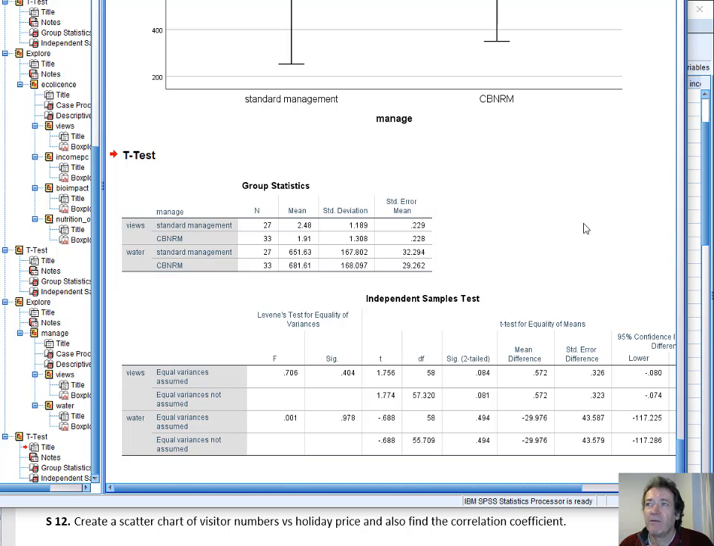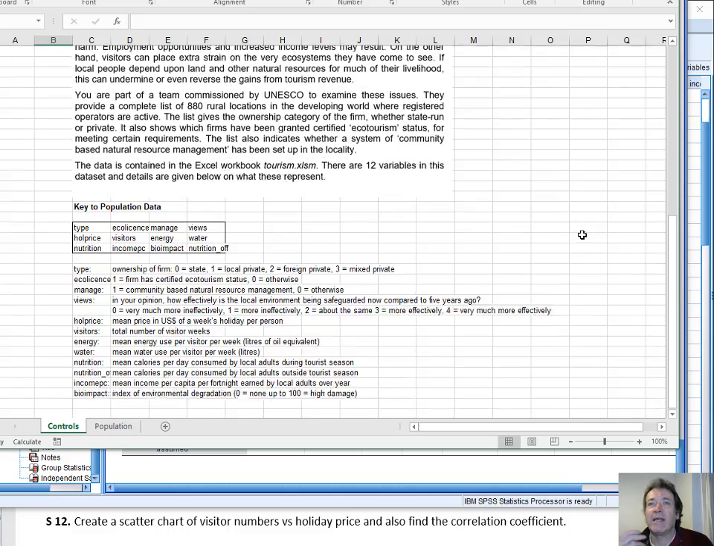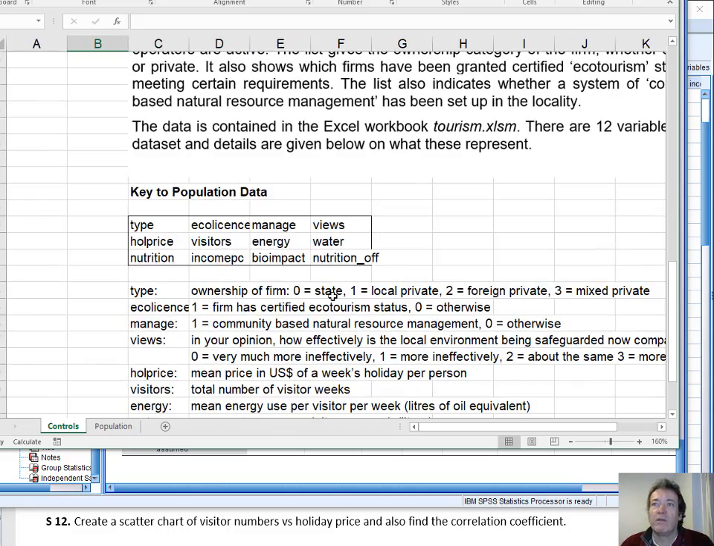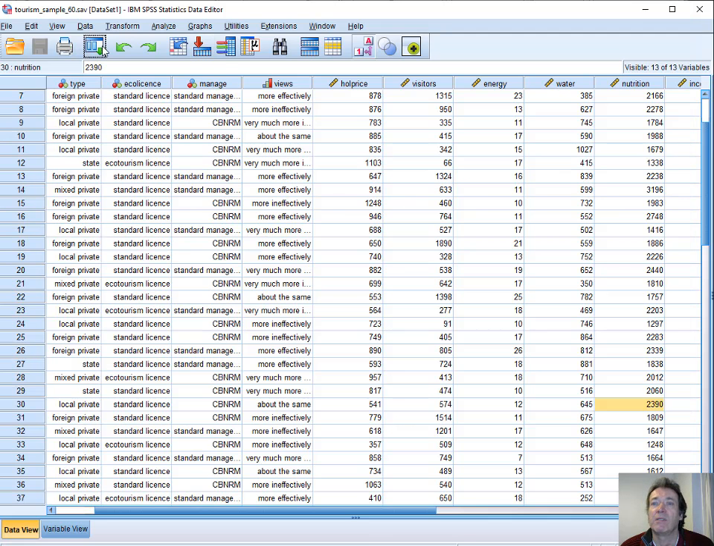So if I look back at my Excel file, with a t-test I can't compare them all, because there are 4 different types, 4 categories of ownership. I can't compare them all at once. I can only compare 2 of them at a time. So for example, I compare the local private sector with the foreign-owned private sector. So 1 and 2, for example. So I'll do that to start with. Maybe that's all we'll do because this video is getting long.